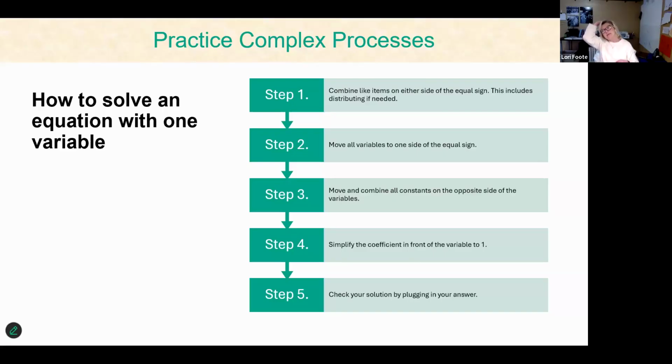So really thinking about when we are using complex processes, are we using them consistently so that the students know how to use them fully and completely? And when we can skip a step, are we actually talking about why we can skip that step or why it doesn't apply to this particular problem?